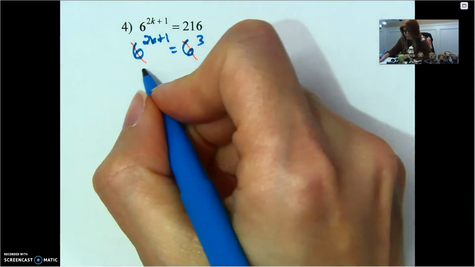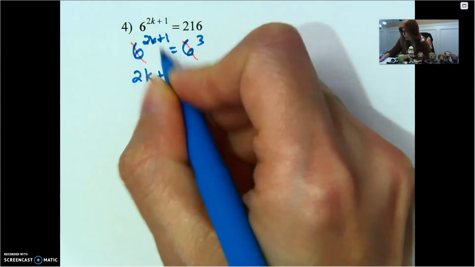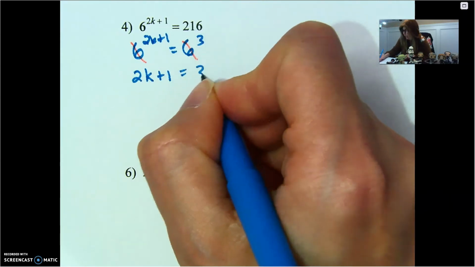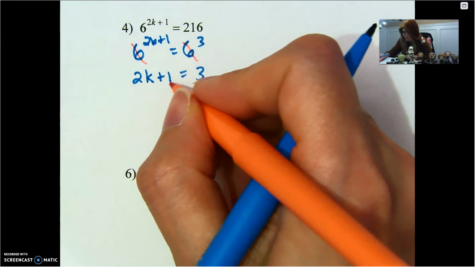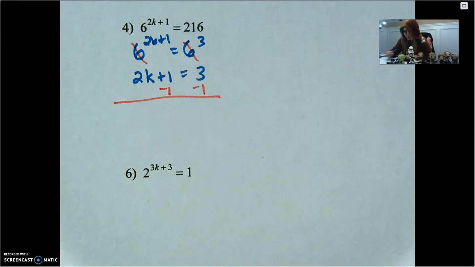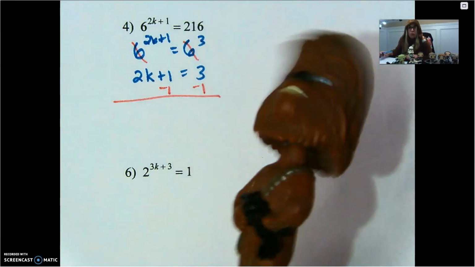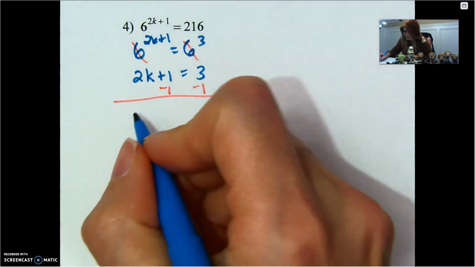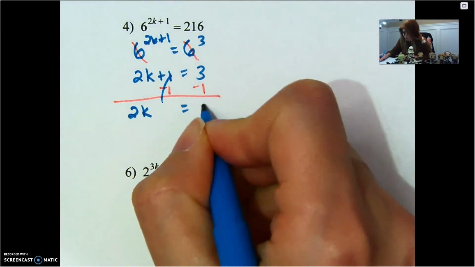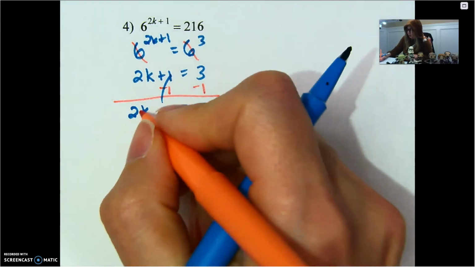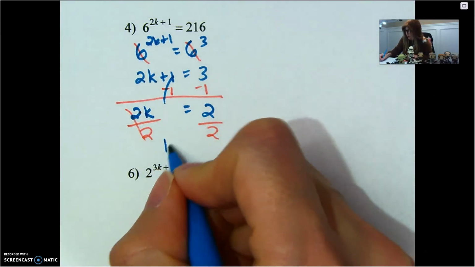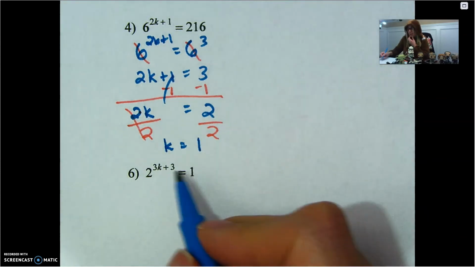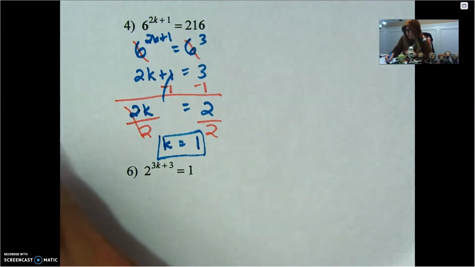Focus on the exponents. So you have 2k plus 1 on the left, and you have 3 on the right. Time to solve. The opposite of plus 1 is minus 1. What you do to one side, you do to the other. And you get 2k equals 2. The opposite of times 2 is divide by 2. And 2 divided by 2 is 1. All right, 1 again. That wasn't on purpose.